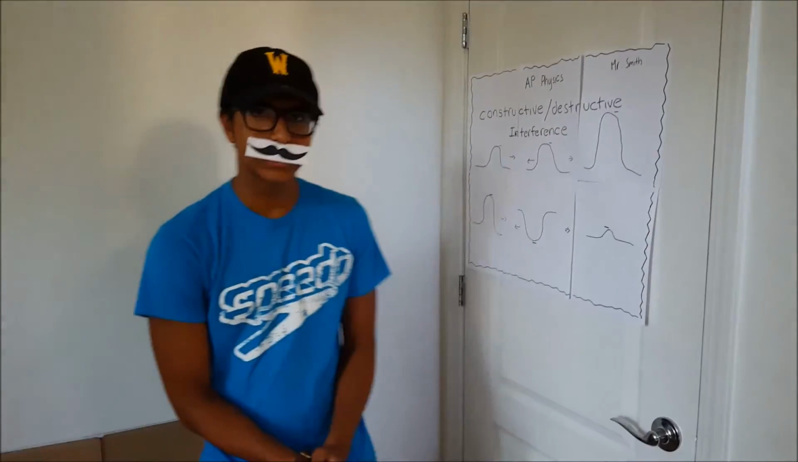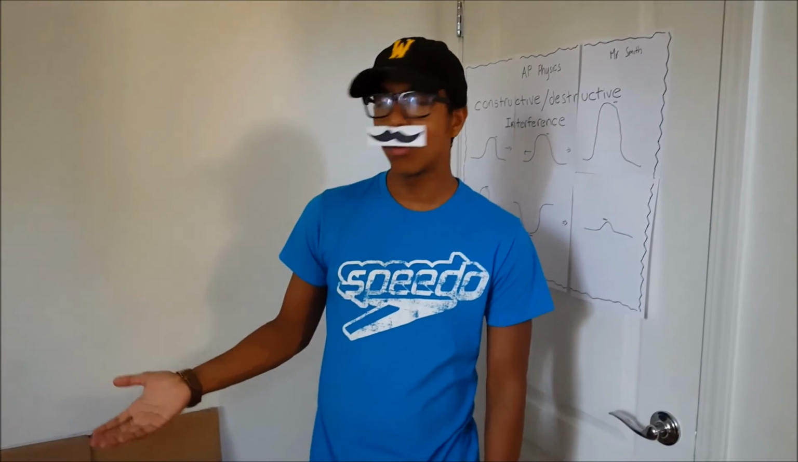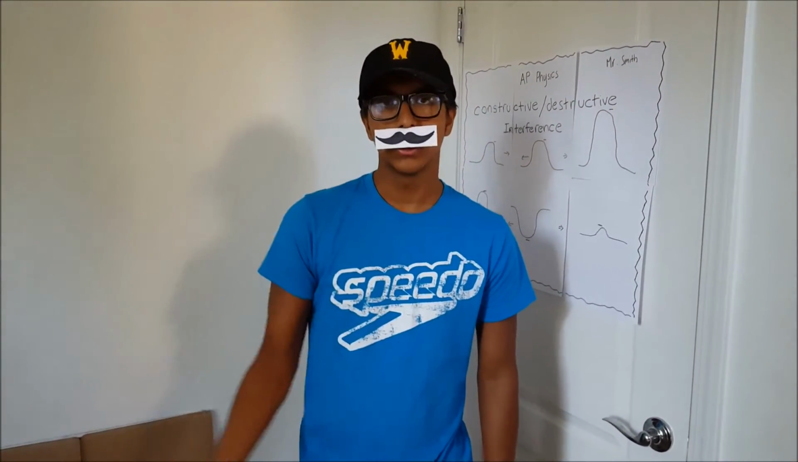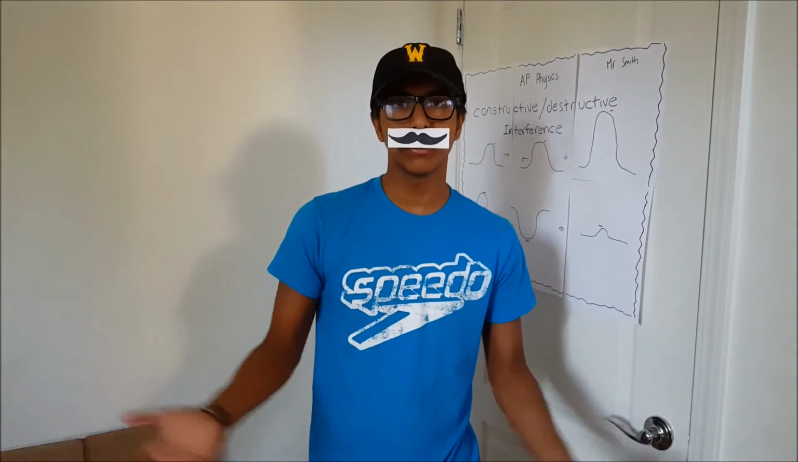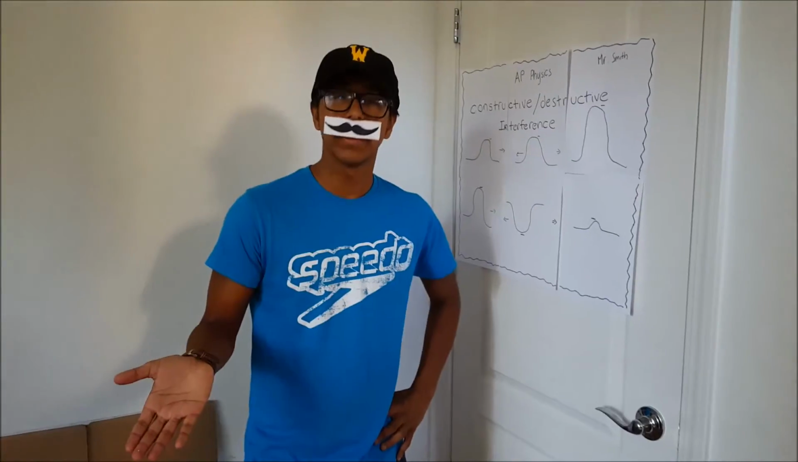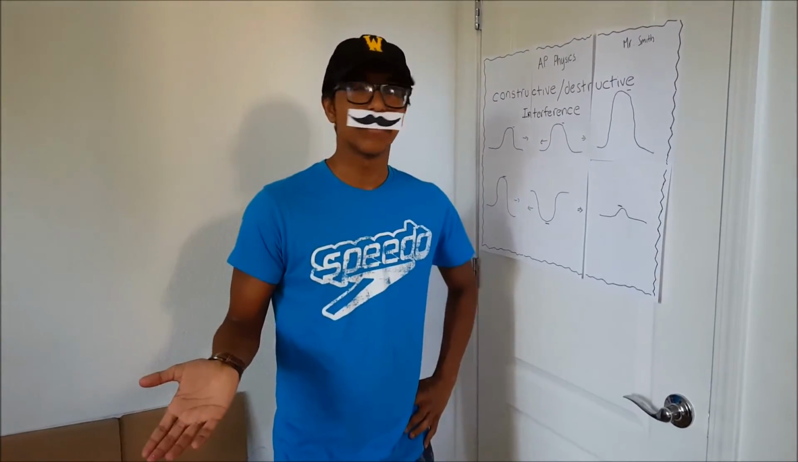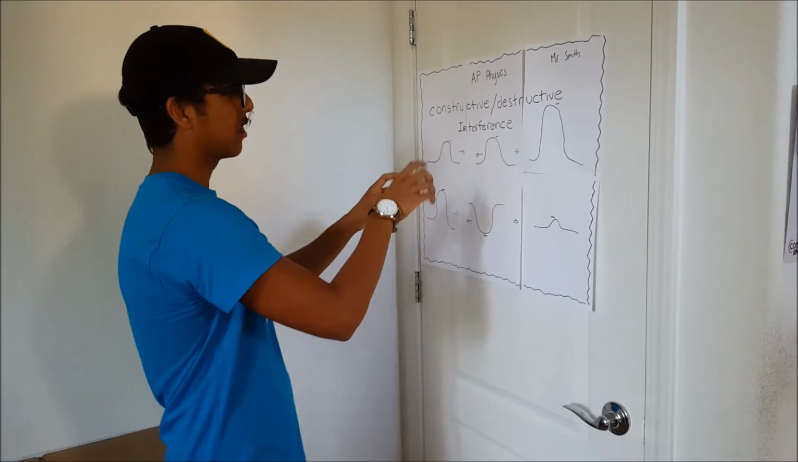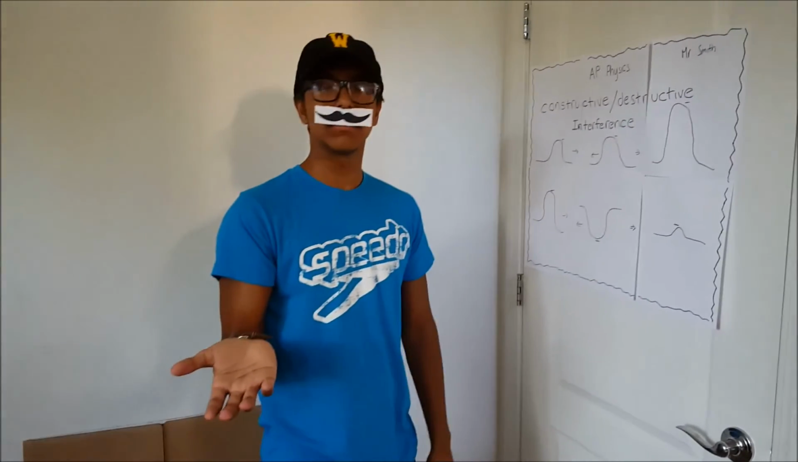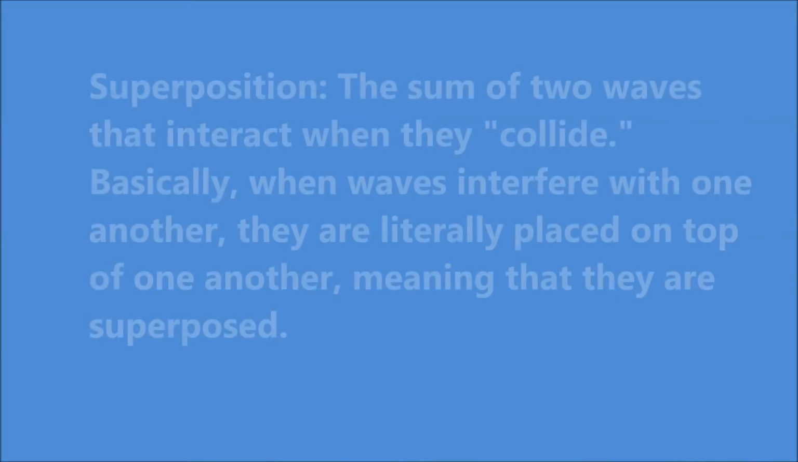Well, students, you can see these three examples are all examples of superposition. Superposition is basically when waves interfere to create a new wave. When the waves come together and they form a new wave, that wave is known as a superposition.